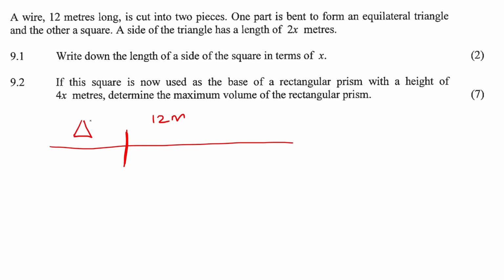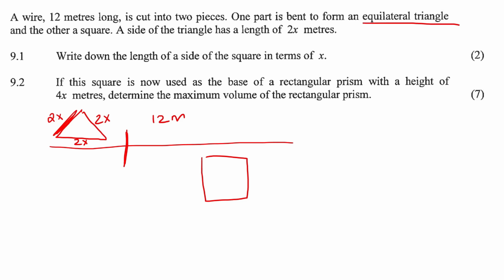Okay, so let's say this part here is going to make an equilateral triangle, and the other part is going to be bent into a square. So let's say that this part is going to be the square. It says that a side of the triangle has a length of 2x. So if this length is 2x, then this would also be 2x, and this would be 2x, because it's an equilateral triangle where all three sides are the same.